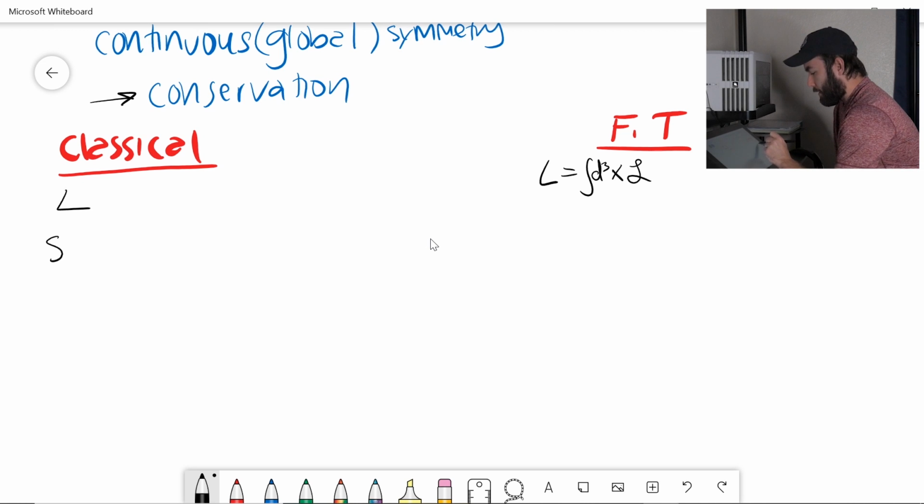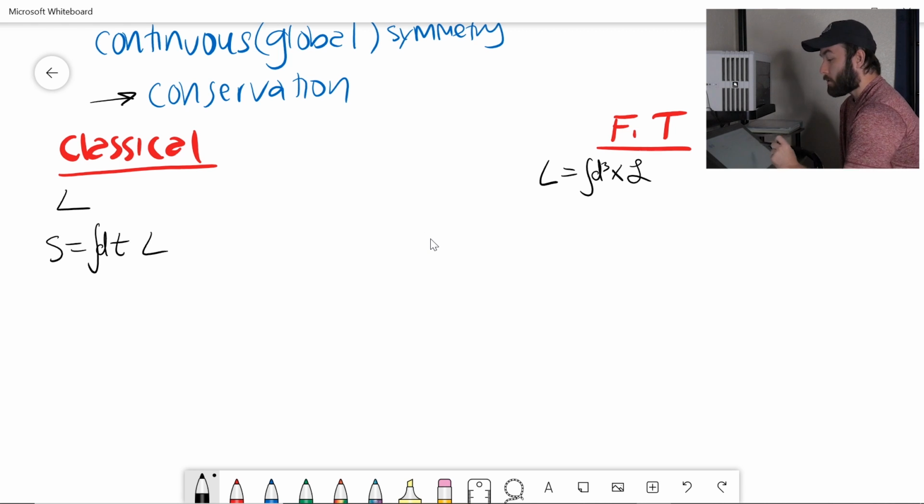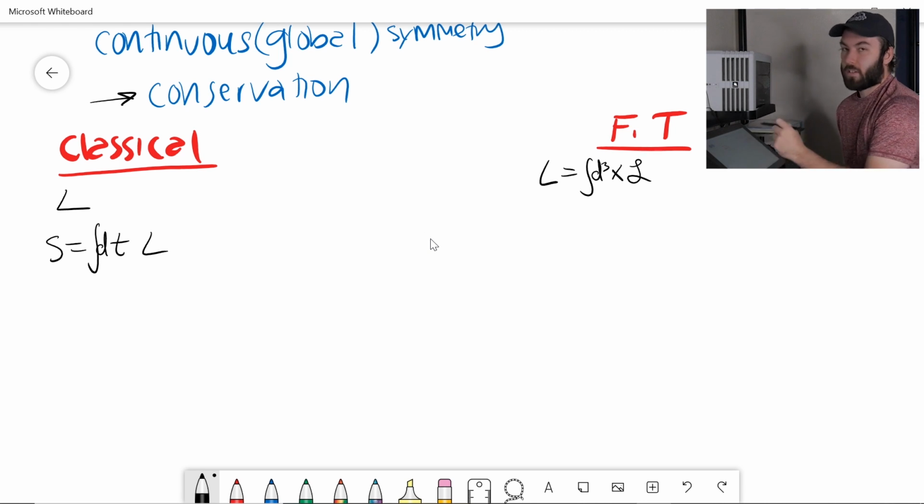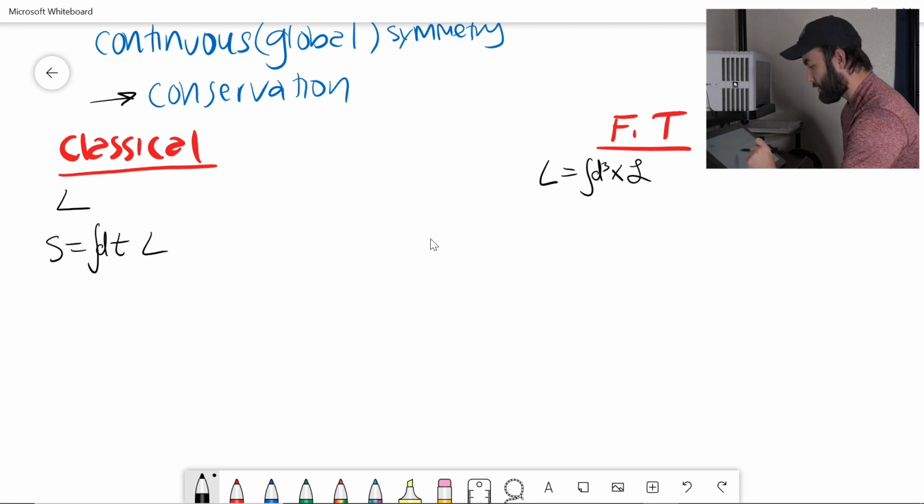The action is the integral over time, so dt of the Lagrangian. And if the Lagrangian is the 3-dimensional integral of the density, then we can just write this as a 4-dimensional integral. S is equal to the integral d^4x of the Lagrangian density. I know people hate when I write what you're integrating with respect to first.